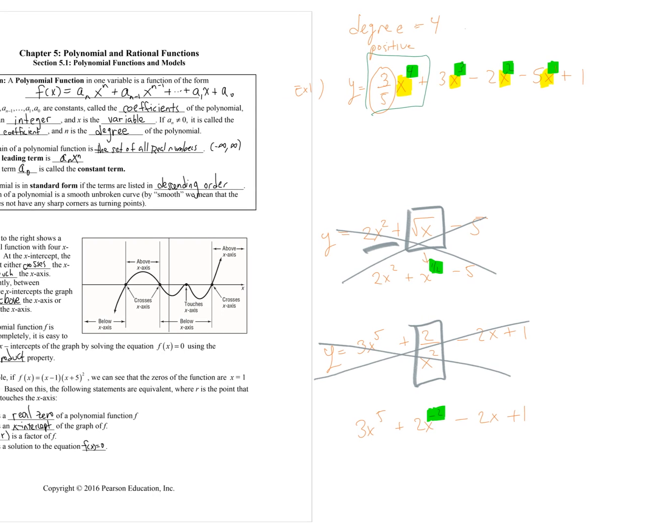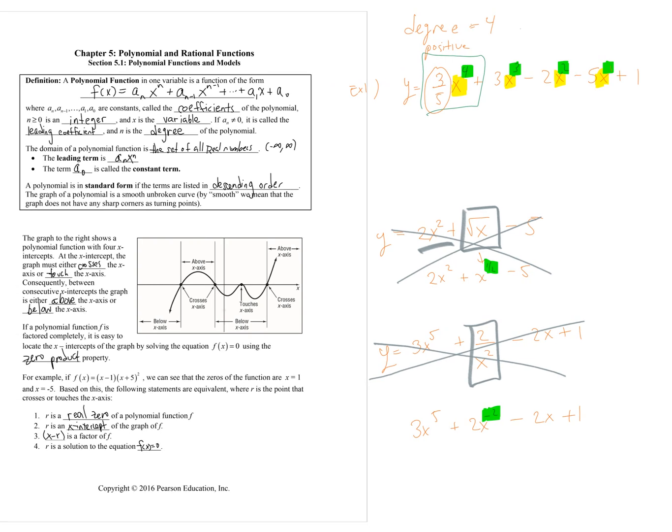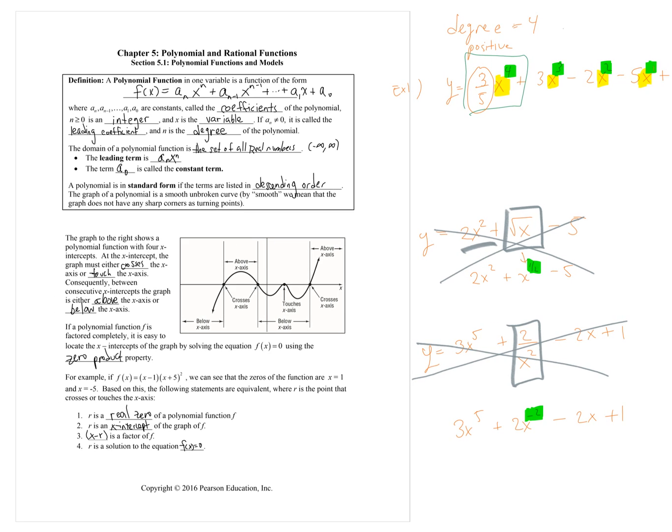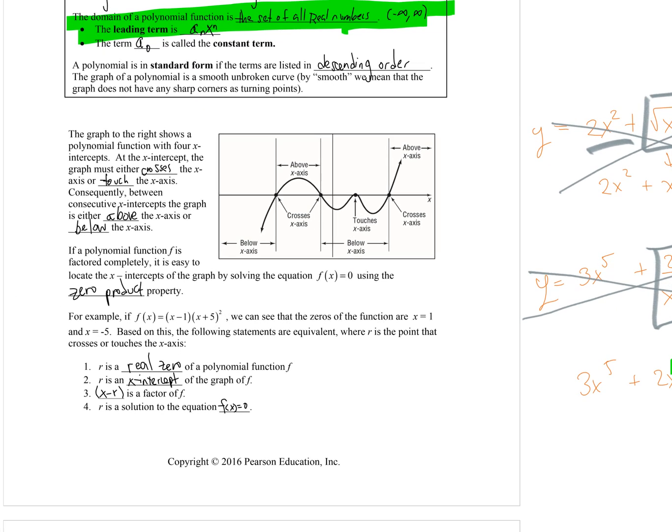Last thing I want to mention before we move on is that the domain of all polynomials is always, always, always all real numbers. It says it right here, and I'll just highlight it. No matter what polynomial you have, no matter what the degree is, no matter what the largest power is, it could be the 5th power, it could be the 100,000th power, the domain is always all real numbers.